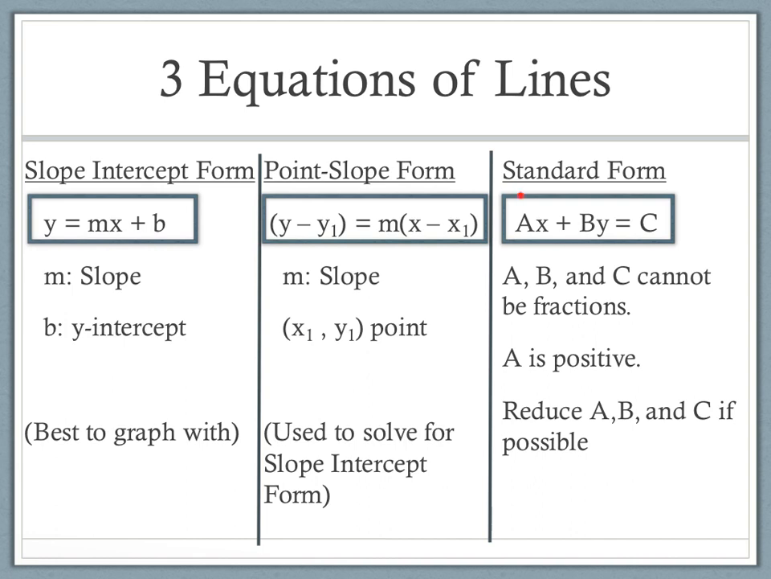Standard form, okay, is what we graphed with a little bit yesterday when we had something x plus something y equals c. Rules for standard form is a, b, and c can't be fractions. A has to be positive, so the term with the x has to be positive. And then when we have those numbers, we have to make sure that they're reduced. So if I can divide them all by something, I'll do that. All right, go ahead and pause it and write these down.